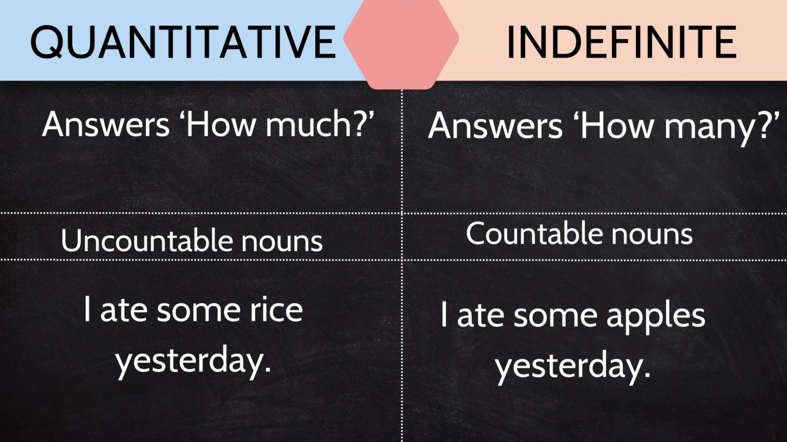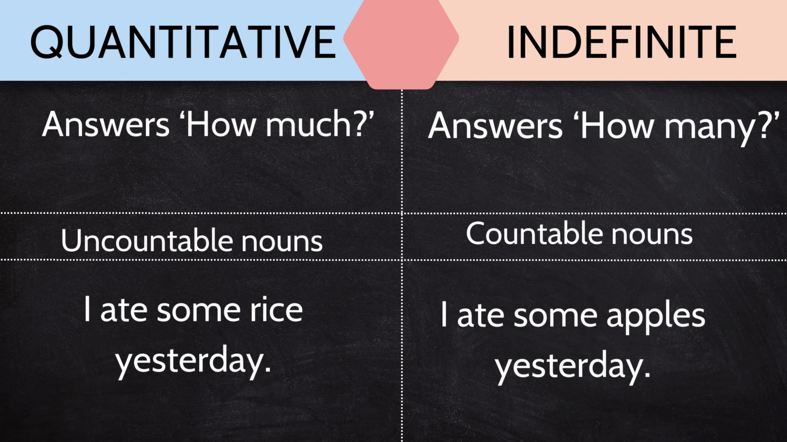These both are very similar and hence very confusing. So let's see the difference between the two. Quantitative adjective answers how much and indefinite answers how many, which also means that the quantitative adjective is used with uncountable nouns and indefinite with countable nouns.